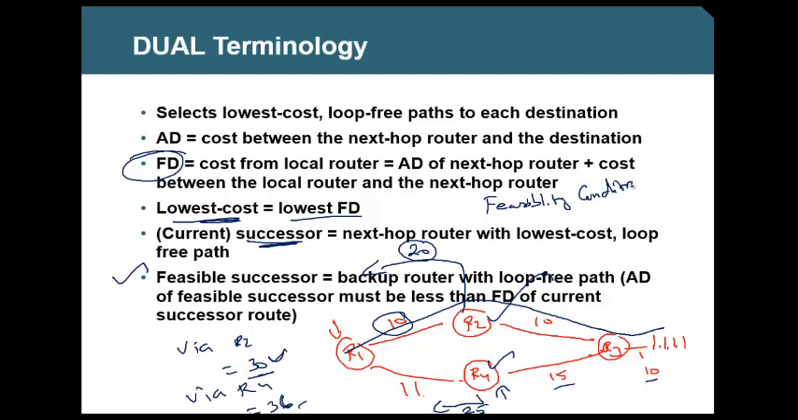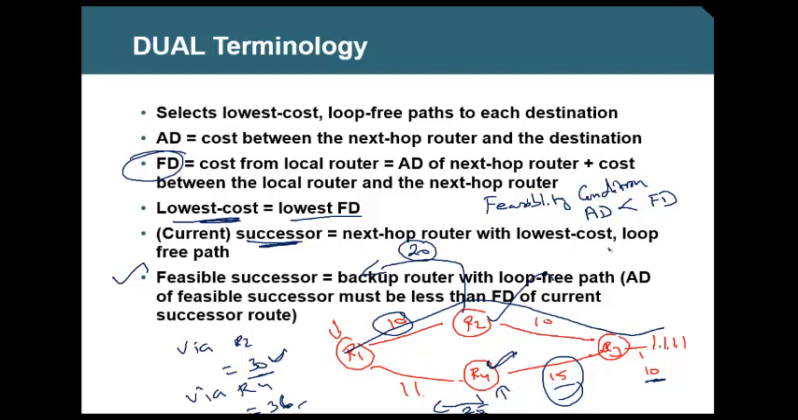What is that feasibility condition? Says the advertised distance of the backup route should be less than this feasible distance of the successor route. So what is the advertised distance here? 15 plus 10 is 25, correct? Via backup path, what is the advertised distance? 25.